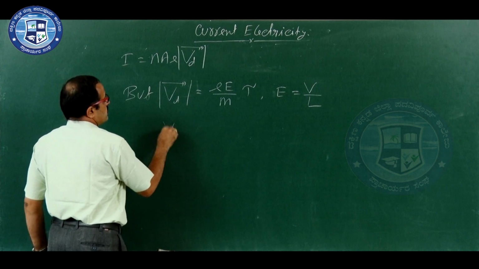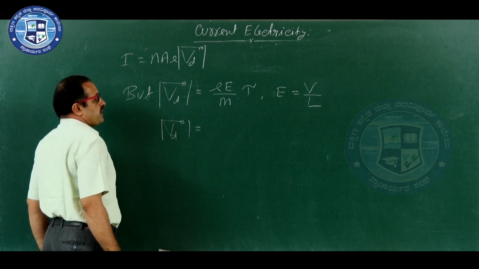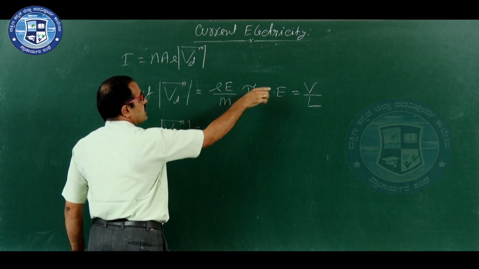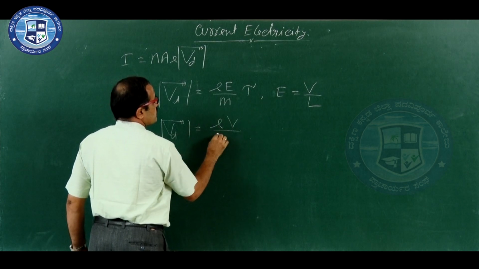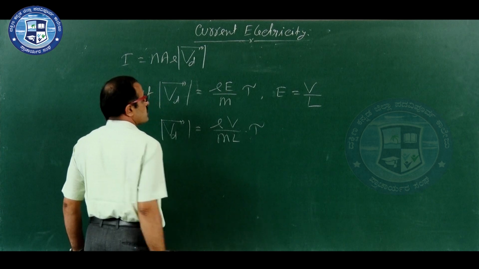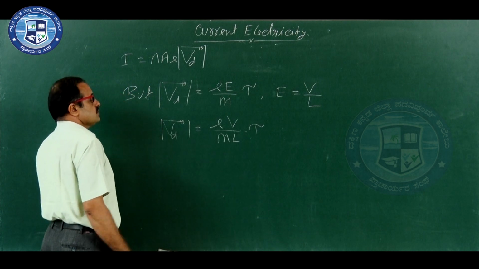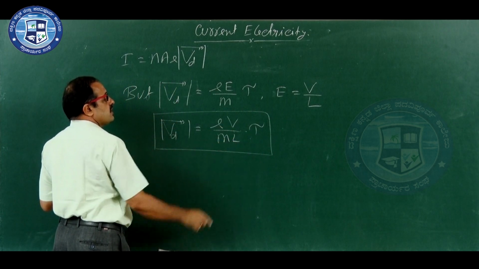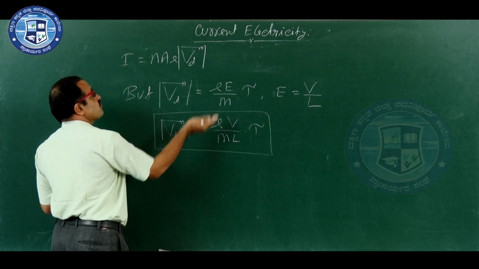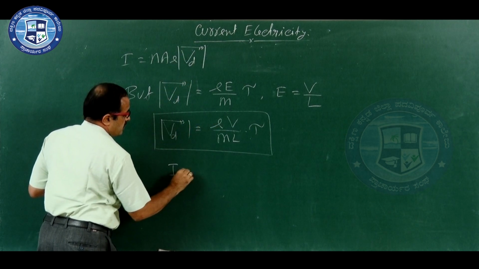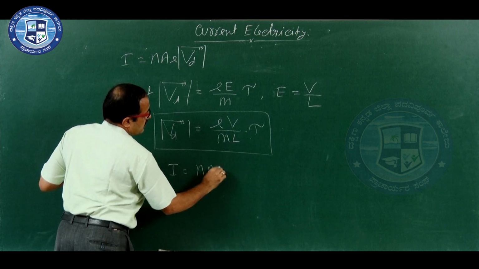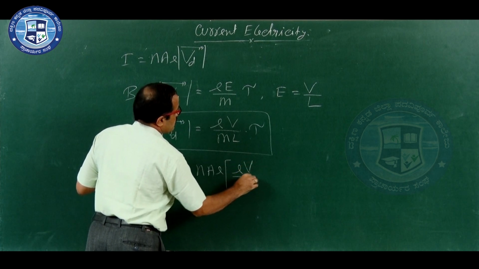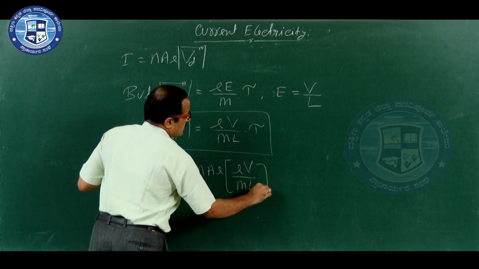Therefore, drift speed is equal to, instead of capital E we write V by L, so e V by m L into tau. This is the formula for drift speed in terms of potential difference and relaxation time. Substitute this value in this equation. So, I is equal to n A e into e V by m L into tau.